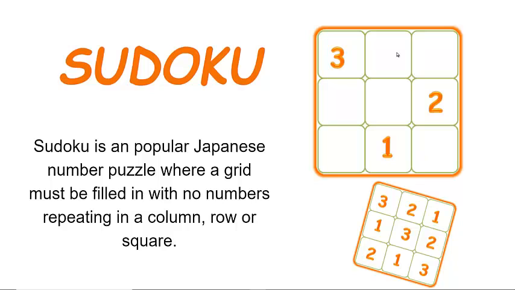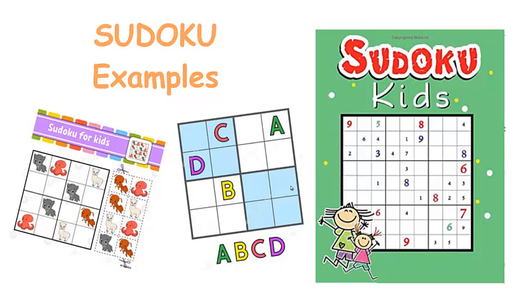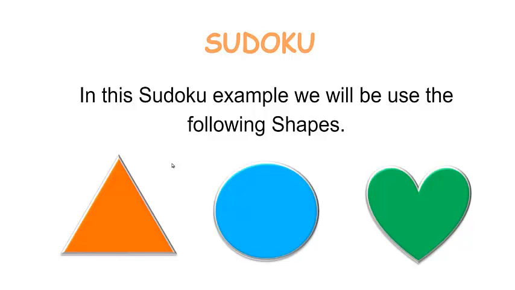Always the puzzle will have the numbers we are using, and then we complete the Sudoku. Here you can see some examples. Sudokus can use numbers, letters, or pictures. In this Sudoku example, we will use the following shapes: triangle, circle, and heart.